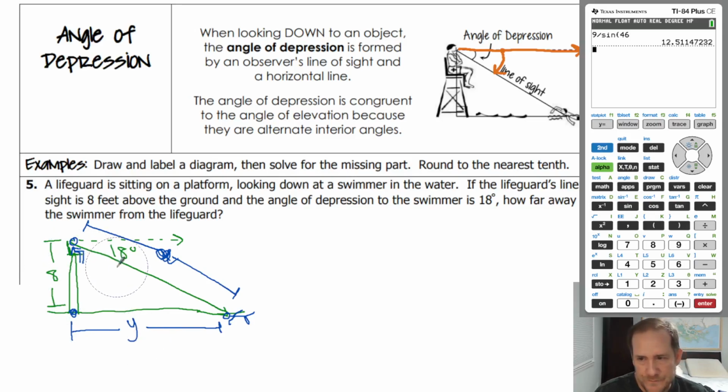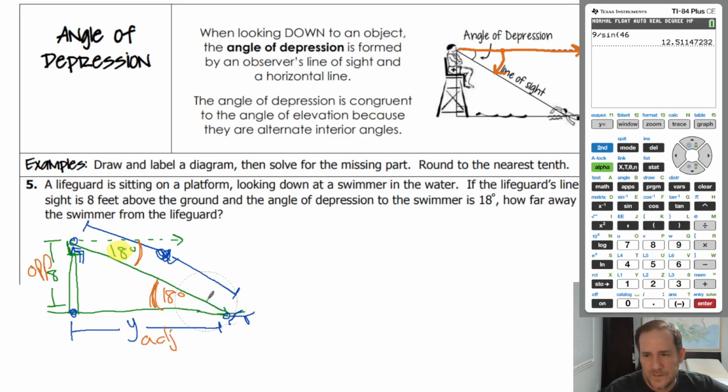You've got an 18-degree angle up here, which feels weird, because that 18 is not even part of our triangle. But it only feels weird for about a second, and then you remember that this 18-degree angle is congruent to this 18-degree angle down here. That's because this horizontal sight line is parallel to the horizontal ground. These are parallel lines cut by a transversal. So these are alternate interior angles that must be congruent. So we can use the 18, and opposite from the 18 is 8, and adjacent to 18 is y.